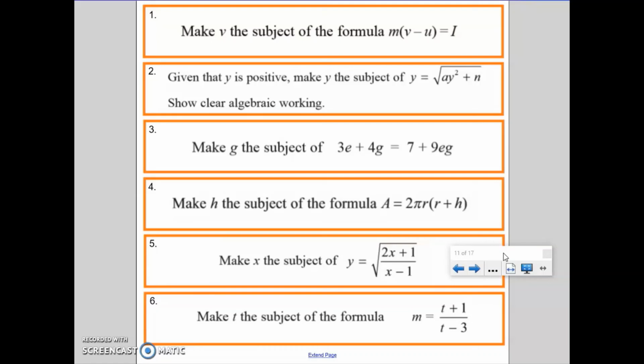If you could pause the video at this point, if you could have a go at all 6 questions showing your full working out, and when you resume the video, I'll show you my fully worked solutions. Could you pause the video at this point, please? Okay, welcome back to the video. I'm just going to show you my worked solution for each question individually.